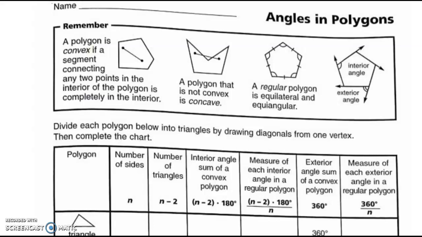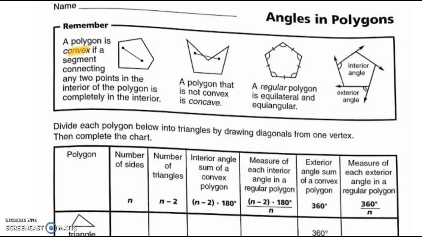We have a polygon is convex. So if you have a highlighter, you want to highlight convex. And that is if a segment connecting any 2 points in the interior of the polygon is completely in the interior. So here we have our polygon, and I have a segment inside. What that means is if the points are in the interior, and the entire segment's in the interior, then it's a convex polygon.